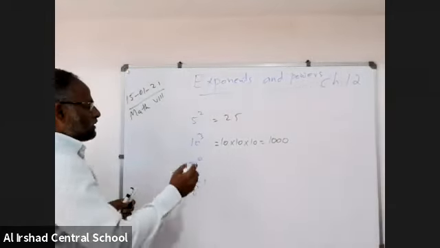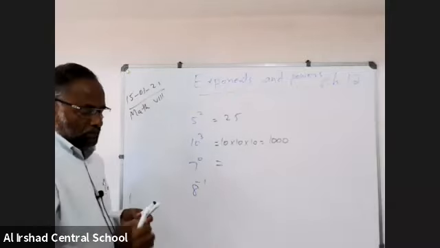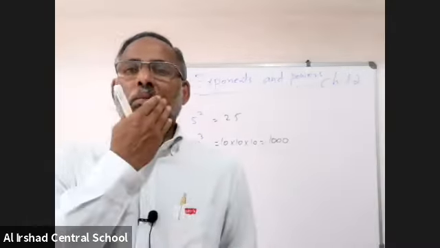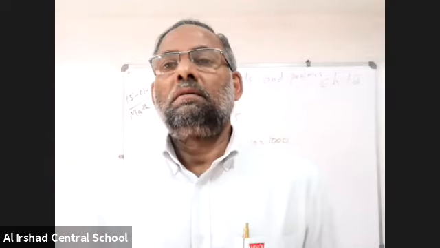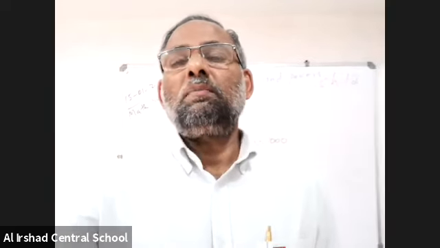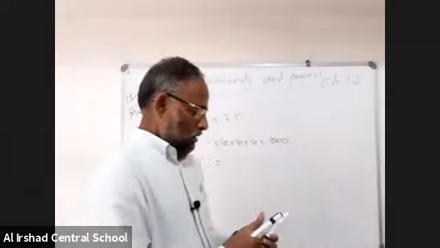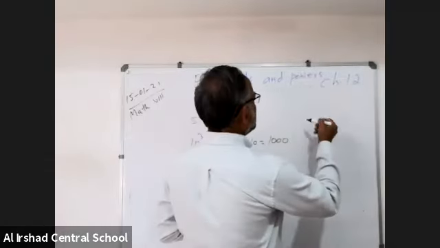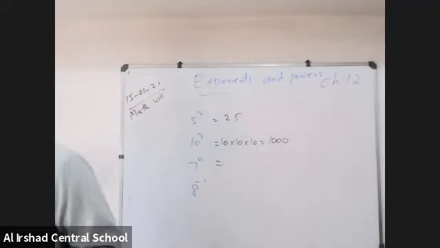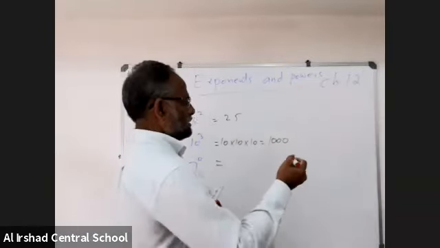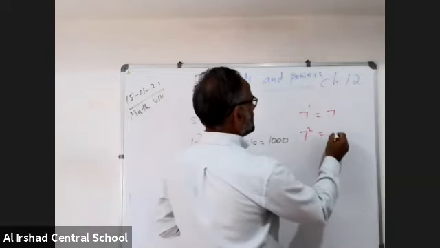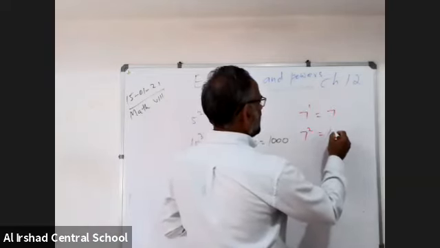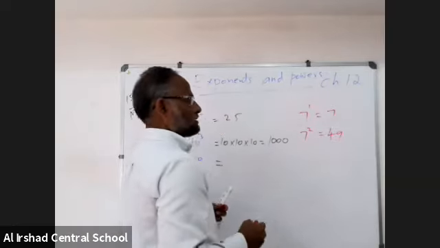Now 7 to the power of 0. Tell me, my children, what is that? Any number to the power of 0? Class 7 you studied. Tell me what is 7 to the power of 0? Okay, tell me what is 7 to the power of 1? 7. 7 to the power of 1 means 7. 7 square means 7 into 7, that is 49, not 14.